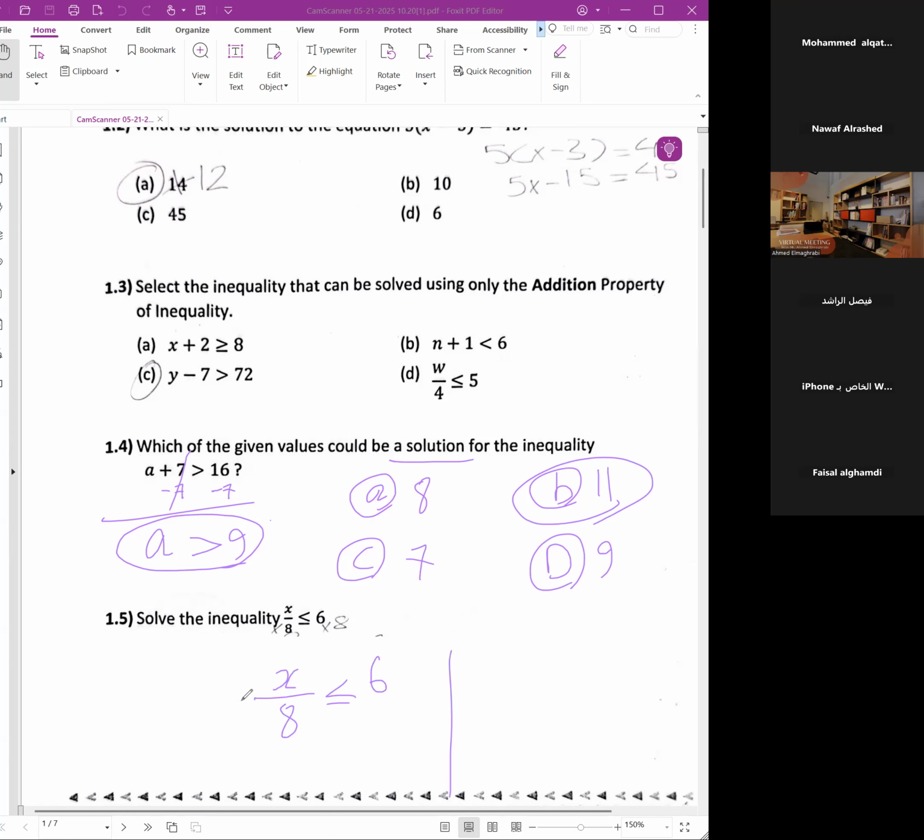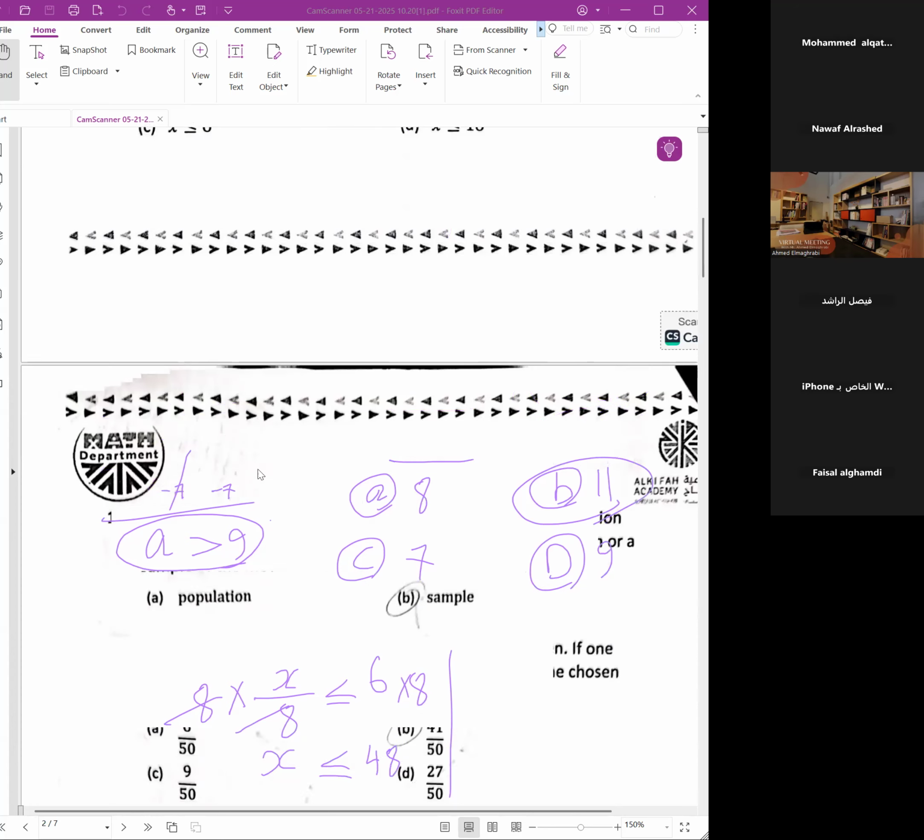Excellent. We should multiply by 8 on both sides. Multiply by 8 on this side, and we are going to get x isolated. x is less than or equal to 6 times 8, which is 48. Excellent. Now, question number.